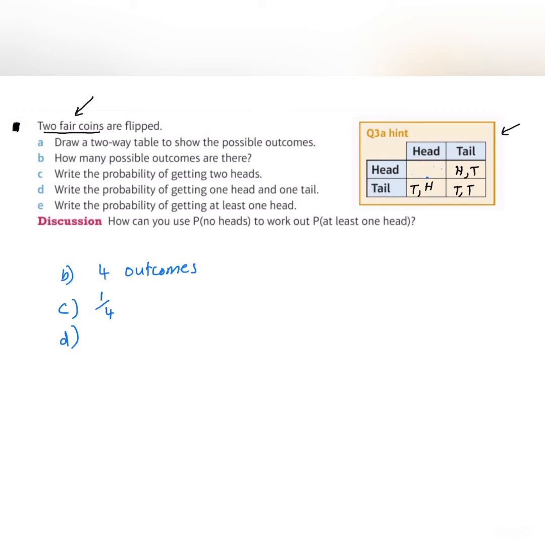Just going to get rid of this, sorry. So that was head and head. One head and one tail appears there, and it appears there, so it's 2 out of 4, which is a half. Part E says write the probability of getting at least 1 head. At least 1 head means we could have 2 heads, and then we have head and tail, and tail and head. So we have 3 options there, so 3 out of 4.